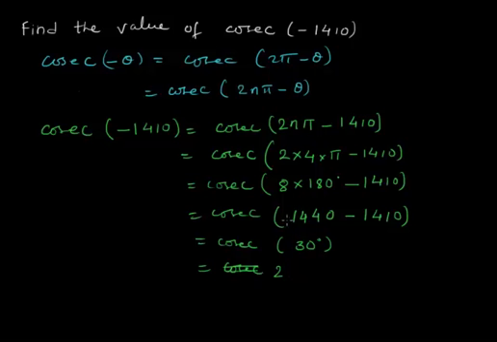Similarly, we can solve the same question using another method. Instead of 2nπ minus theta, we can use the concept of 2nπ plus theta also, and we can see how to solve this question using the second method. So let's see the other method to solve the same question.